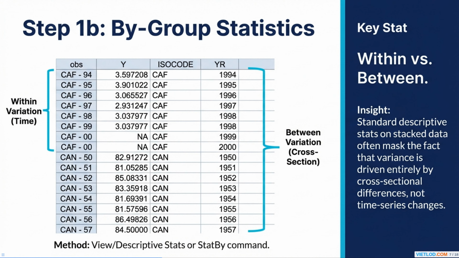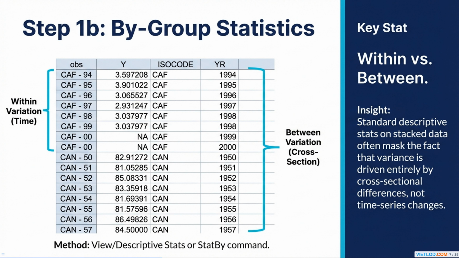This slide focuses on understanding the different sources of variation in panel data. We must distinguish between within variation and between variation. Within variation refers to how a variable changes over time for a specific unit, like how GDP changes for the Central African Republic, CAF, from 1994 to 1998. Between variation captures the differences across different units at a given point in time or over the entire period, such as the large difference in GDP levels between CAF and Canada, CAN.